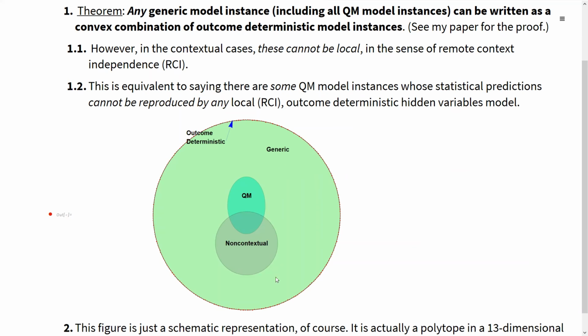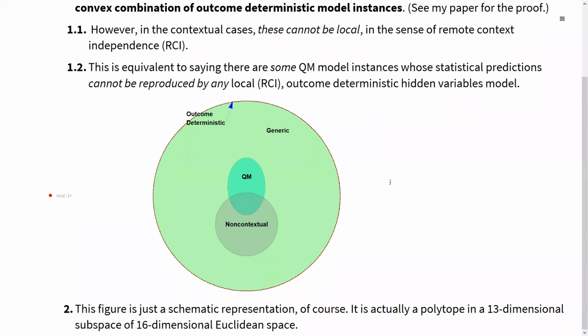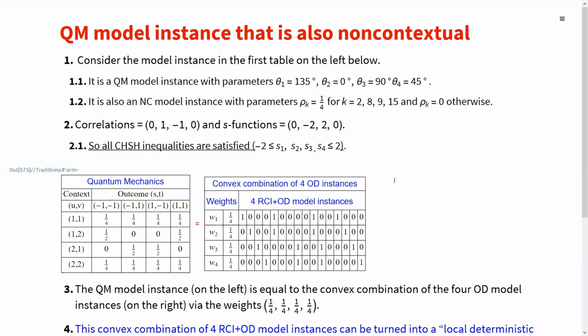Guess what? You get all the generic ones, including QM, which would suggest you can make a hidden variables model for quantum mechanics. You can. It's outcome deterministic, but it's not local. It won't be local unless you get inside this intersection here of non-contextuality and quantum mechanics. Then you can do it with a local one, okay? And that's what I show here.